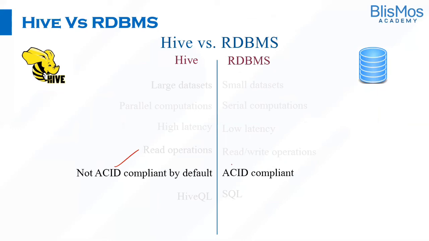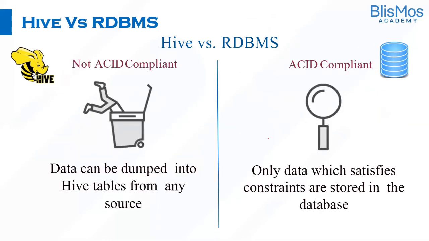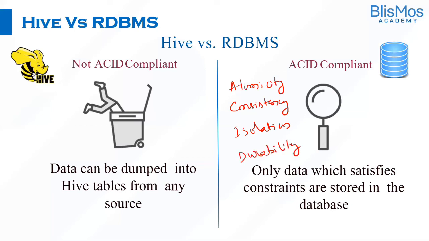Hive is not ACID compliant by default. On the other hand, RDBMS systems are ACID compliant. What do you mean by ACID compliant? ACID compliance is very prominent in RDBMS systems. ACID stands for atomicity, consistency, isolation, and durability. These are a set of properties that ensure reliable processing of database transactions.